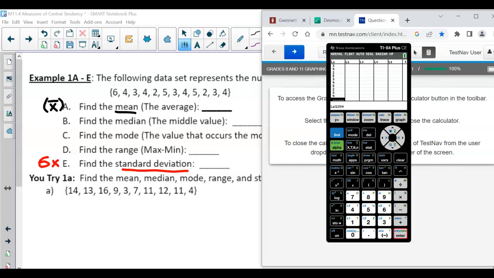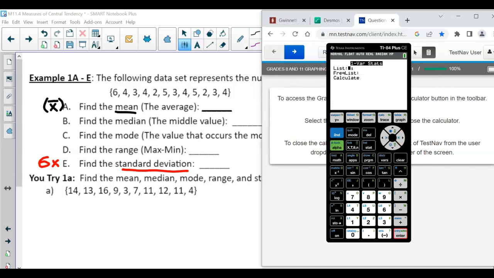Now that you've got your data in, we're going to go back to that stat button. So you're going to click on stat again, but not edit because we already edited. Now you're going to arrow over to calculate. And here, just the one variable stat. Again, it's already been highlighted, so we're going to enter.